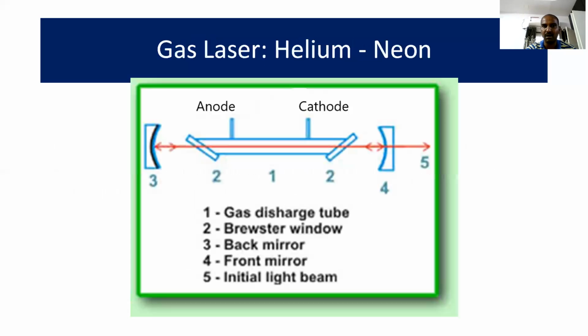So I will explain all these. First of all, the gas tube, the first one is part 1, which is the gas discharge tube, made up of quartz. And inside the quartz tube, we are placing helium and neon gases in the ratio 10:1.